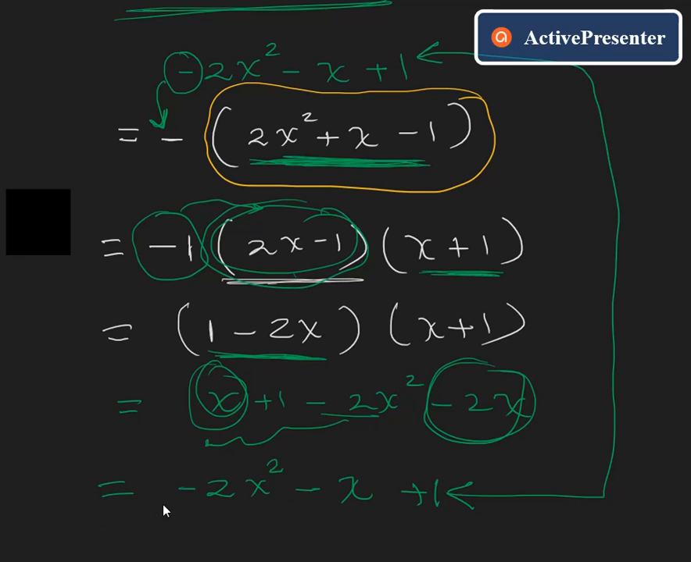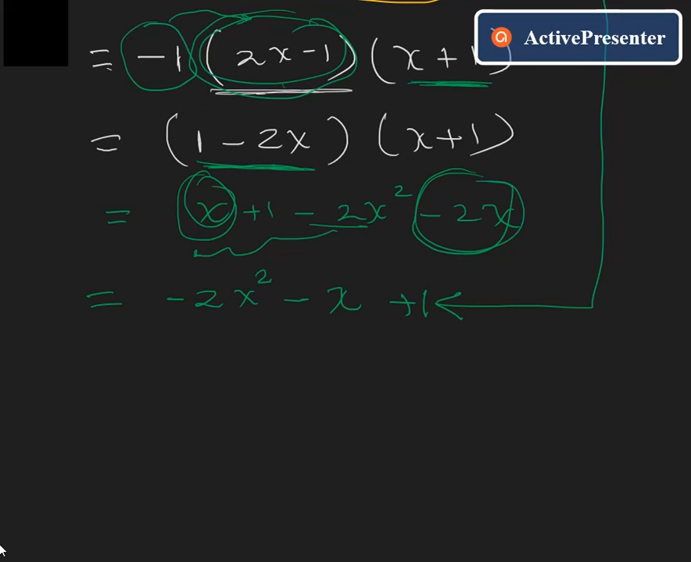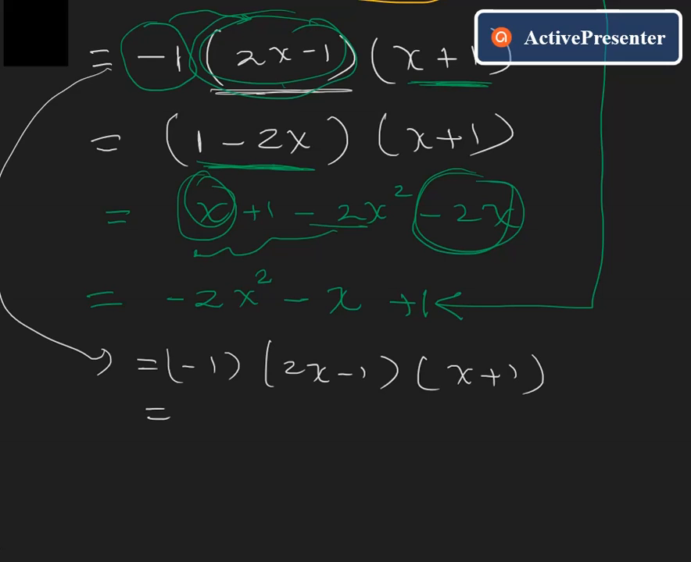Let's see together. If we start from here, let's say we have minus 1 outside, of course, multiplied in 2x minus 1 multiplied in x plus 1. Now take this inside. I would say this is equal. I will leave 2x minus 1 the same and change the sign of this one. So this will be minus x minus 1.